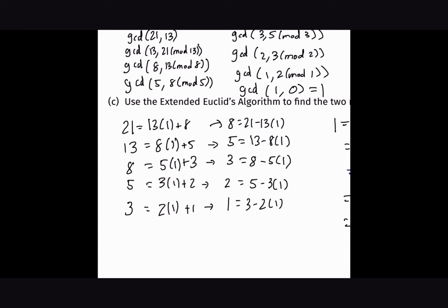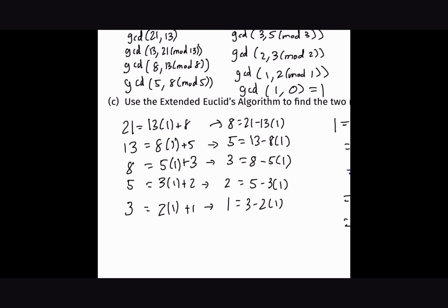And then we do this for the rest of your equations. So we get 5 is equal to 13 minus 8 times 1. 3 is equal to 8 minus 5 times 1. 2 equals to 5 minus 3 times 1, and 1 equals to 3 minus 2 times 1.